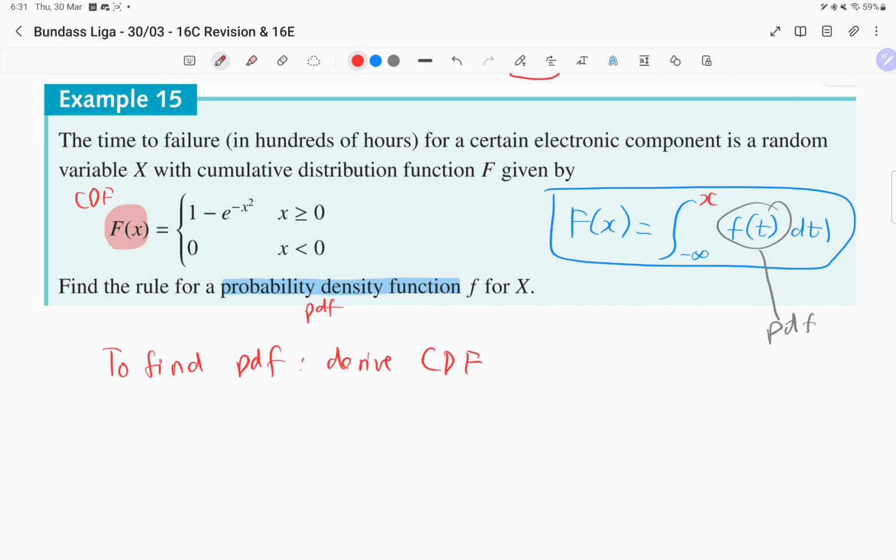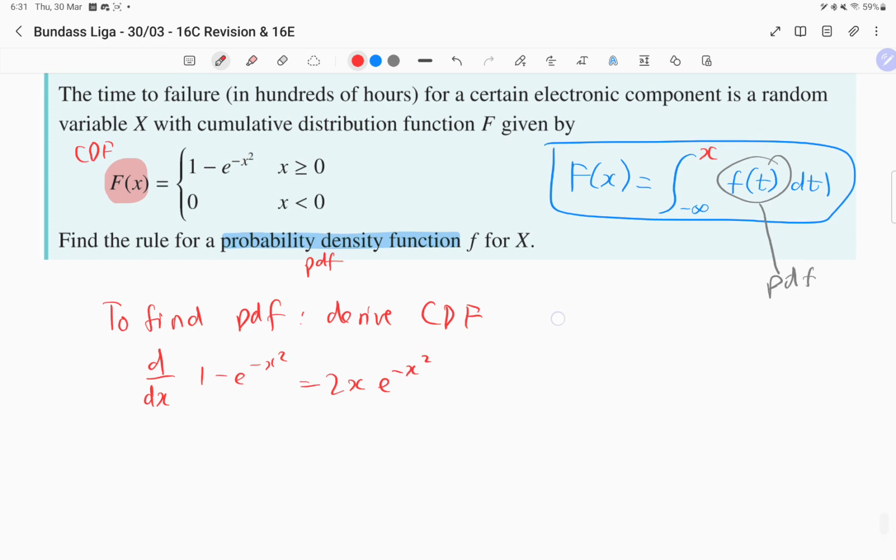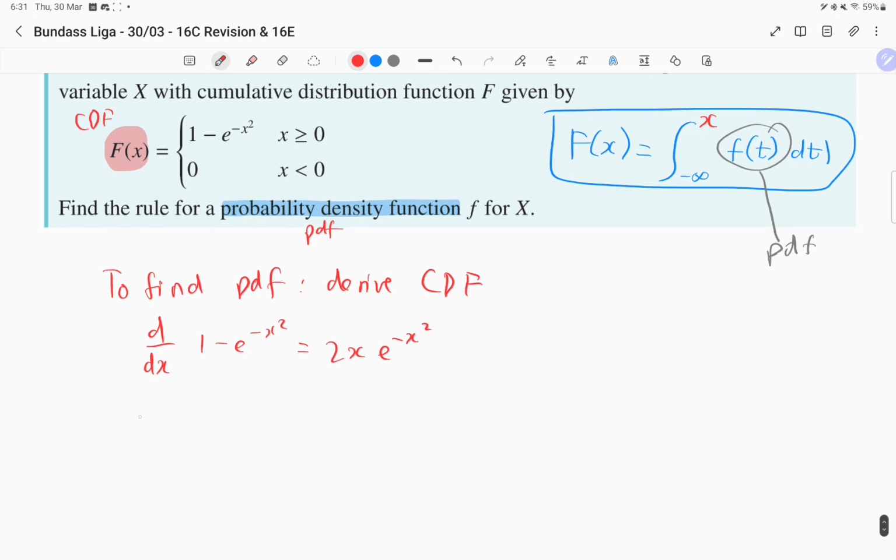You do the opposite. So when you derive d over dx of 1 minus e to the power minus x squared, 1 becomes 0, then you derive the power, times it down, it will be 2x e to the power minus x squared. Looks familiar? Yeah, it's the last one, isn't it? So this is the derivative, but you need to write the PDF properly. So PDF, how do we write that?